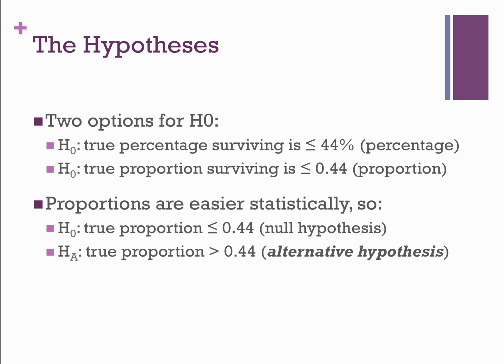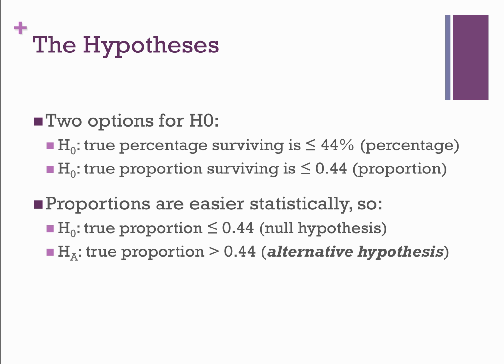So that brings us to our hypotheses for our ECMO study. We have two options for the null hypothesis: that the true percentage of surviving ARDS is less than or equal to 44%, that's a percentage, or that the true proportion surviving is less than or equal to 0.44, that is a proportion. We can actually address the question using a percentage, but statistically it's easier to utilize the proportion and they have the same interpretation.